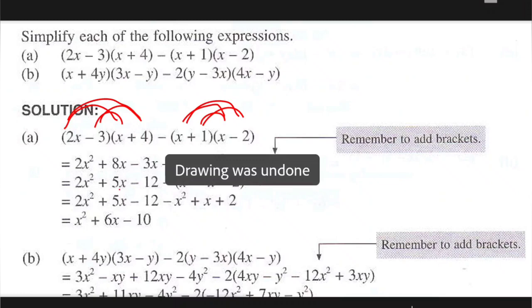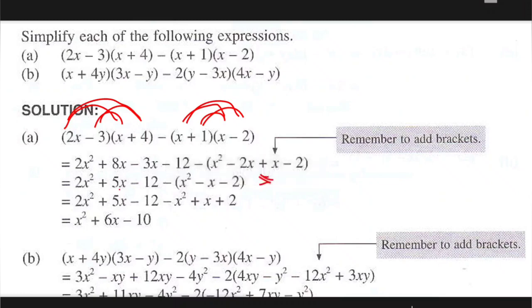Now we expand these two algebraic expressions, (x + 1)(x - 2). Put them in brackets. The first term x multiplied by x gives x squared, then x times -2 gives -2x, then +1 multiplied by x gives +x, and +1 multiplied by -2 gives -2. Before we move on, we collect like terms: 2x squared stays, and 8x - 3x gives +5x, then -12. Now we expand this bracket.